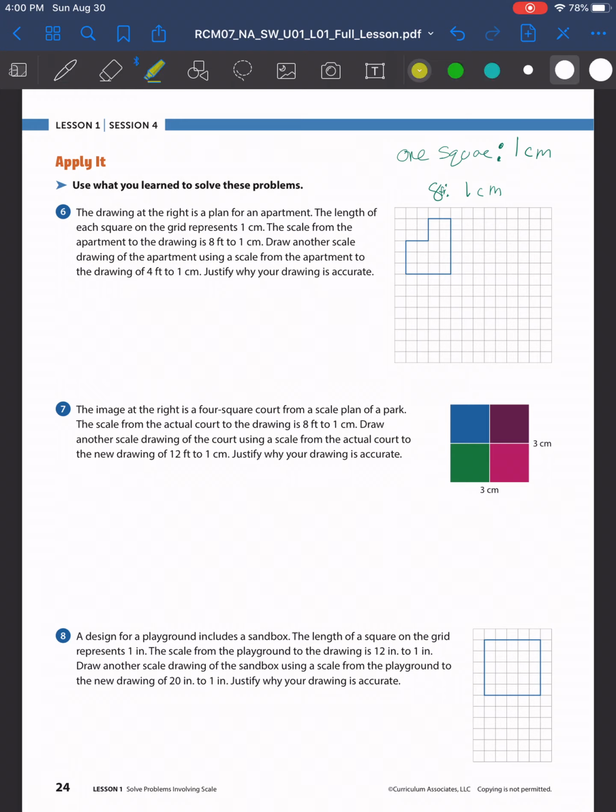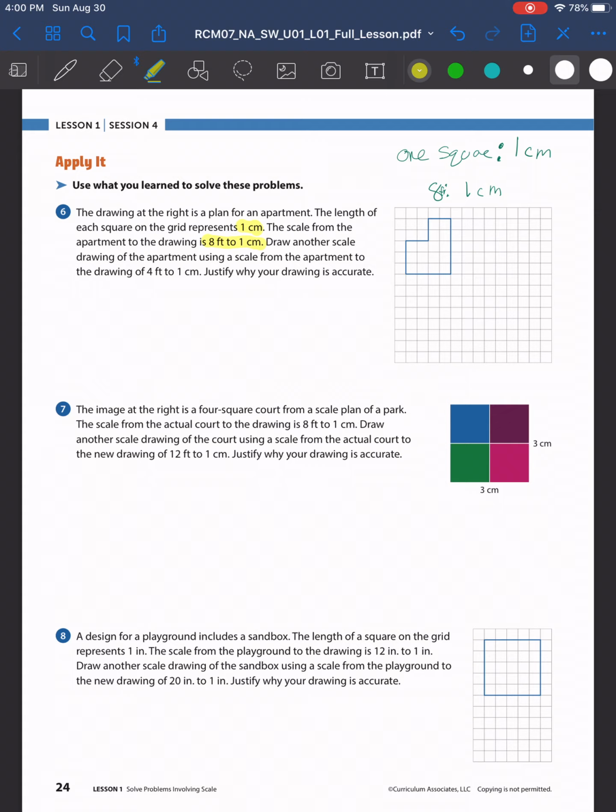The drawing at the right is a plan for an apartment. The length of each square on the grid represents 1 centimeter. Okay, so each of these squares is 1 centimeter. The scale from the apartment to the drawing is 8 to 1. So for every one of these centimeters, it's actually going to be 8 feet in real life.